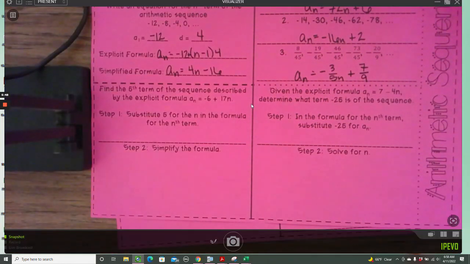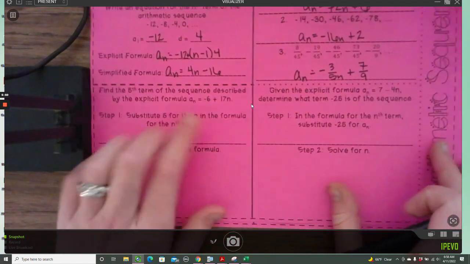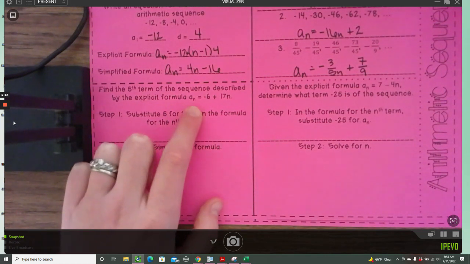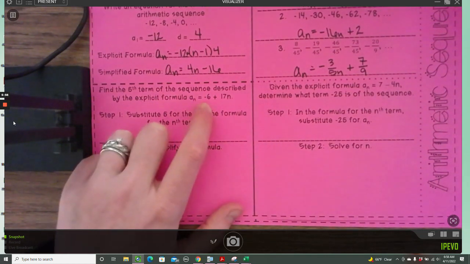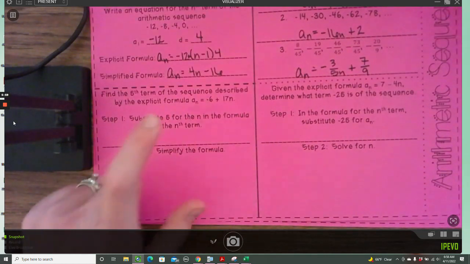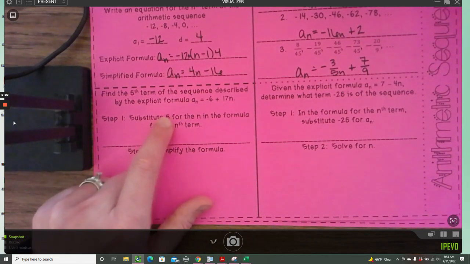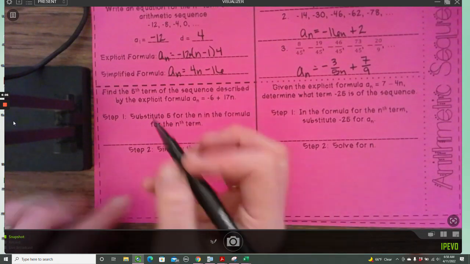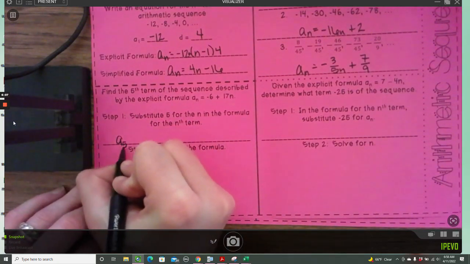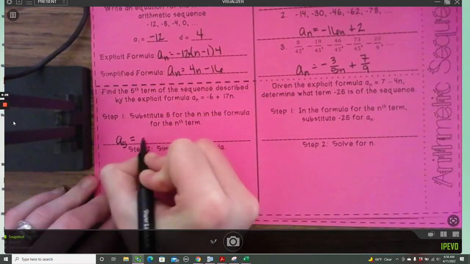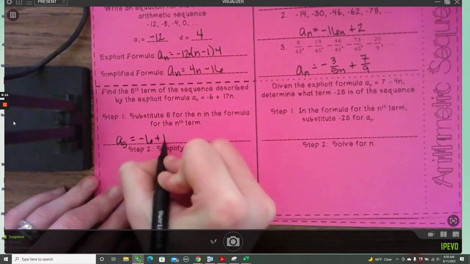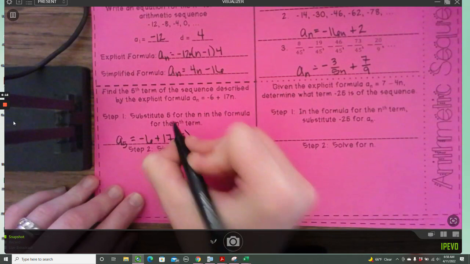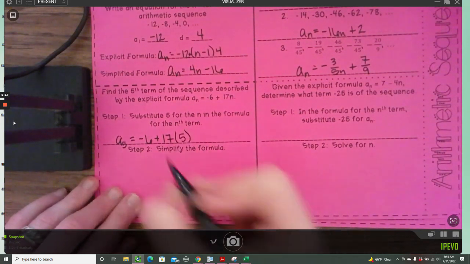All right, so now using these. Here's how these types of questions are asked. Find the fifth term of the sequence described by the explicit formula a of n equals negative 6 plus 17n. The first thing we're going to do is substitute the 5 for the n in the formula. So a of n is now going to be a5 equals negative 6 plus 17 times 5.